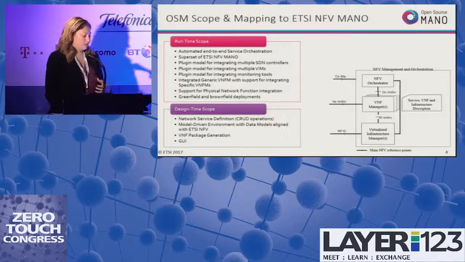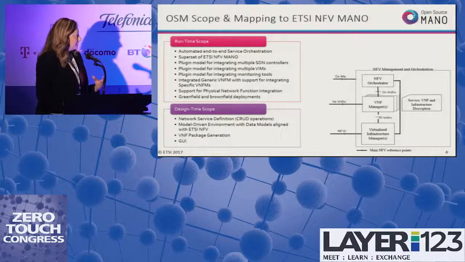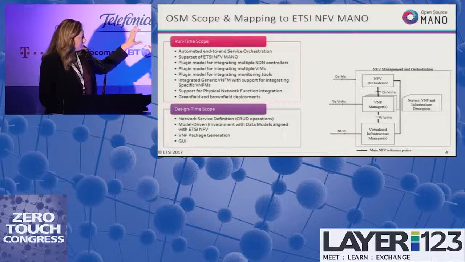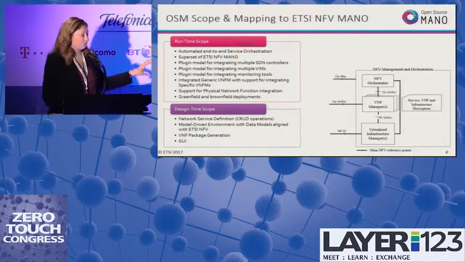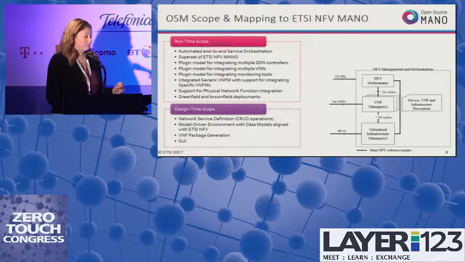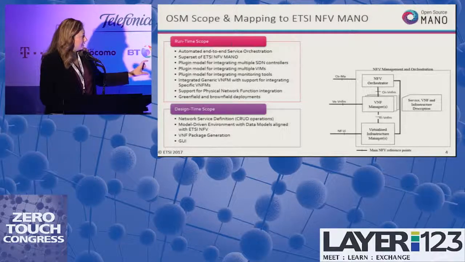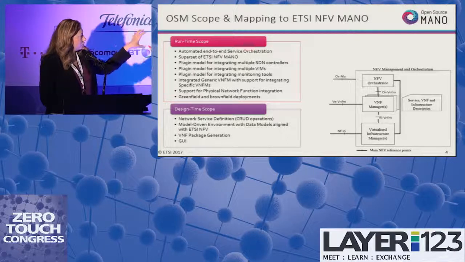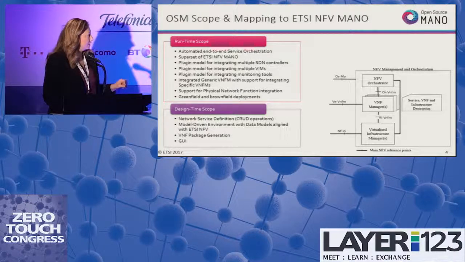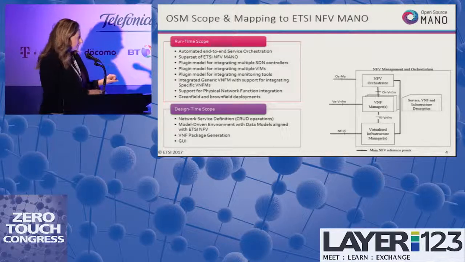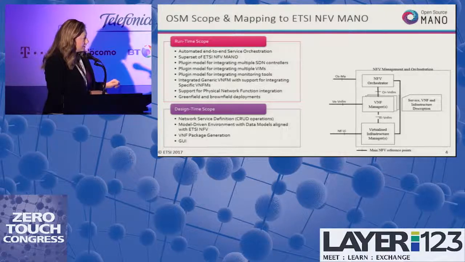So how we map to the ETSI NFV MANO architecture, you'll see here, and you'll see this slide will recur in a number of decks throughout the presentations today. We have the runtime scope and the design time scope, and those are the 2 core features that we're seeing in the open source MANO architecture. But you'll see here, the interfaces that we've decided to implement are outlined here. And this is how they align.